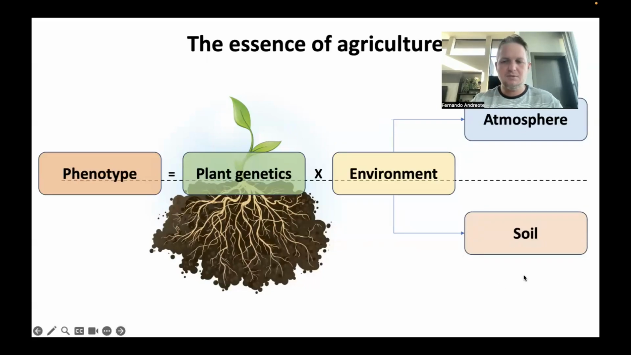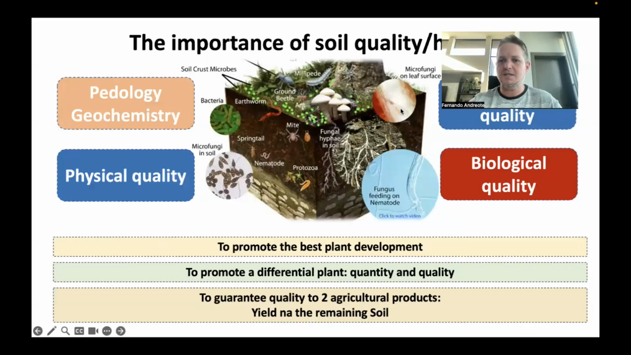So soil is a key element, and within this soil element fraction we will find the different components of soil quality. Natural soil quality, pedology, geochemistry, physical quality, partly determined by texture, partly determined by the formation process, partly determined by our management. The most exploited chemical quality of all in agriculture, where we talk about nutrition, fertilization, and biological quality. So we found our main component, as I said, which is this biological component that is part of the larger concept of soil quality or health, which aims to promote the best possible plant development, to promote a differentiated plant, a production with better quality, greater quantity, and also has the mission of this soil quality to guarantee two quality end products in the agronomic process.